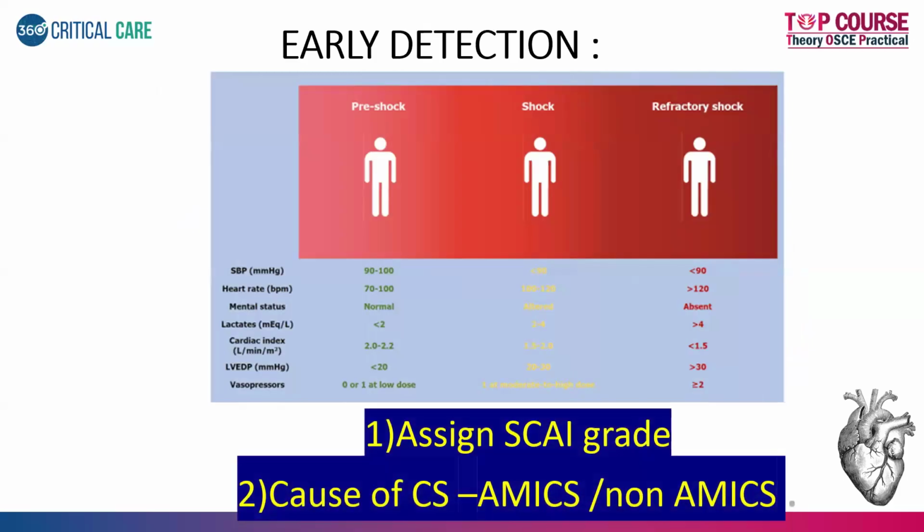So we have already seen the patient. We need to assign the patient a SCAI grade and rule out whether it is cardiogenic or non-cardiogenic. How do we do that? We need to see whether the patient is in a pre-shock stage, shock stage, or in a refractory shock stage. I have told you this earlier as well.